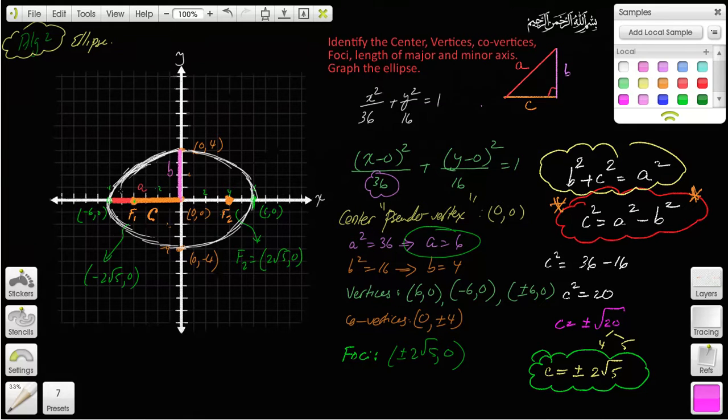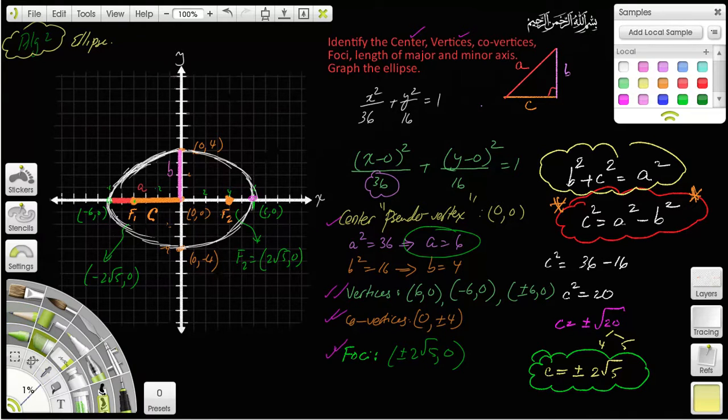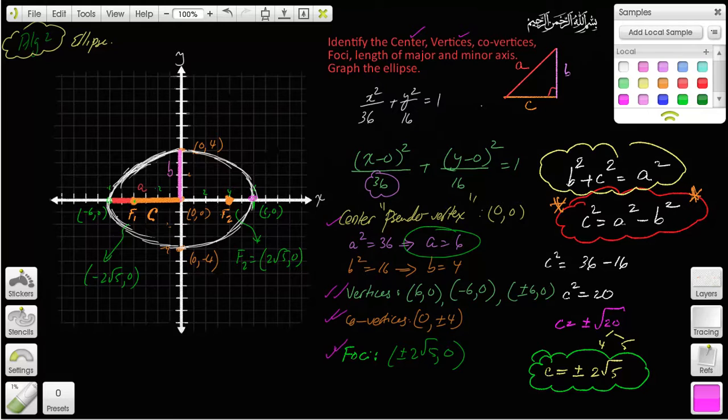So the question had asked us to identify the center, which we did, which was 0, 0 in this case, which is an easy question. And the vertices were going to be these two over here, which we identified, and co-vertices we identified, foci we identified, and then we were asked to find the length of the major axis. Now, mind you, the length of the major axis is going to be 2 times a. So let me draw this out for you. So this is the major axis. It's 2 times a, correct?